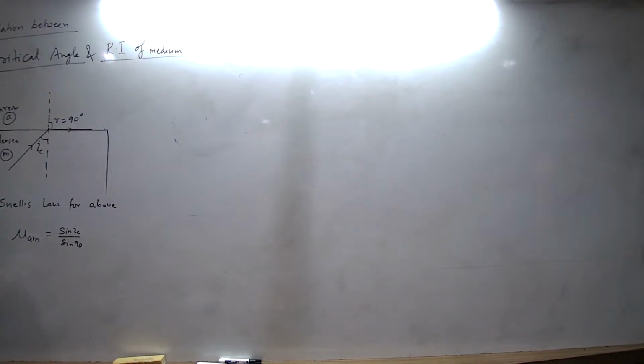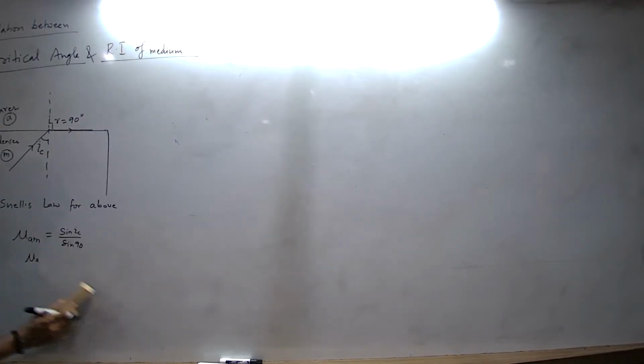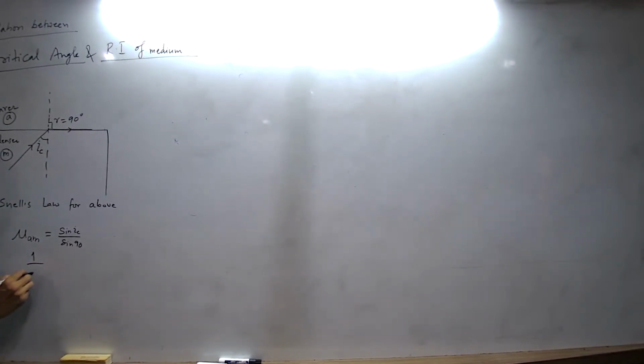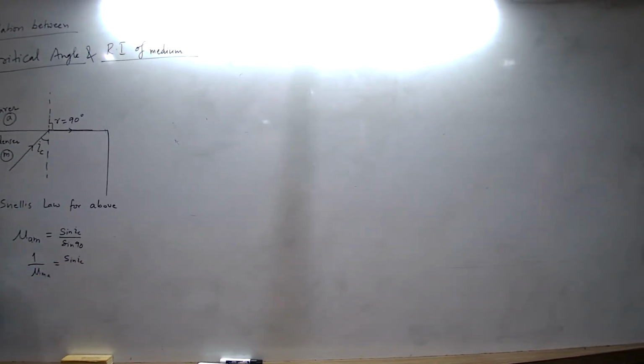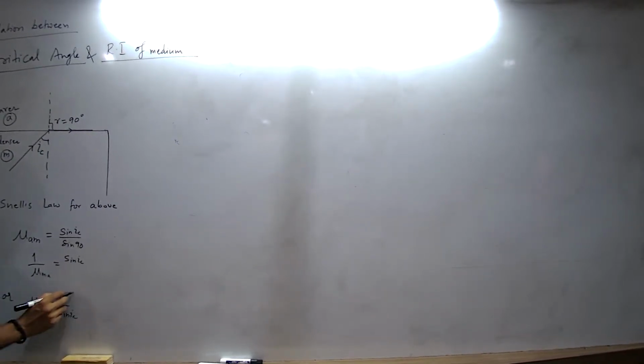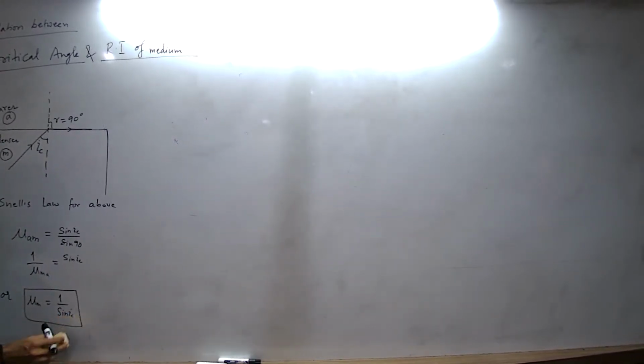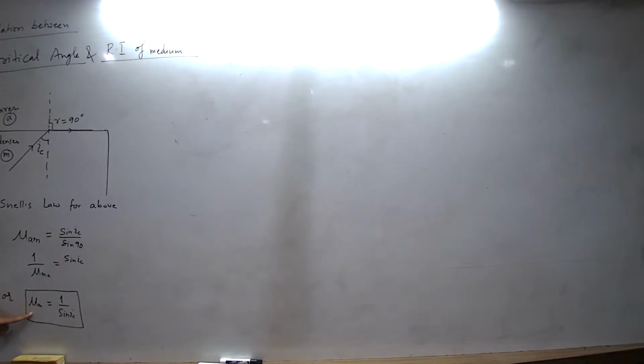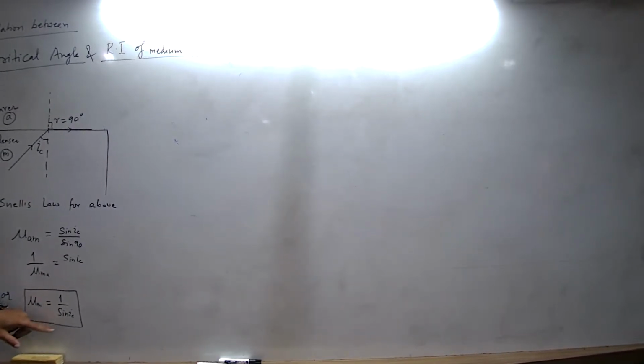So this can be written as mu A M, or 1 upon mu M A. This is equal to sine IC, or mu M is equal to 1 upon sine IC. So this is the relation between the refractive index of the medium and critical angle. Okay, what's the relation? Refractive index is inversely proportional to sine of critical angle. Yeah, so it's an inverse relation.